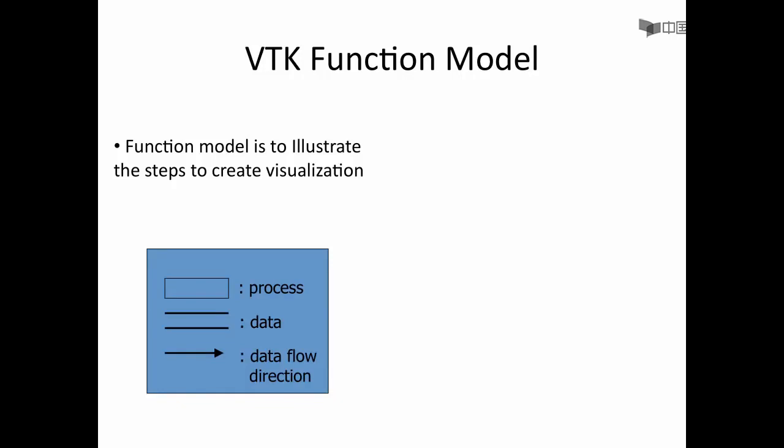Now let's look at an example of a Vtk function model. The function model, remember, is to illustrate the steps that are involved to create the visualization. Now, some notations in the example here. I use rectangles to represent the processes. I use two bars to represent the data. And I use arrows to represent the data flow direction.